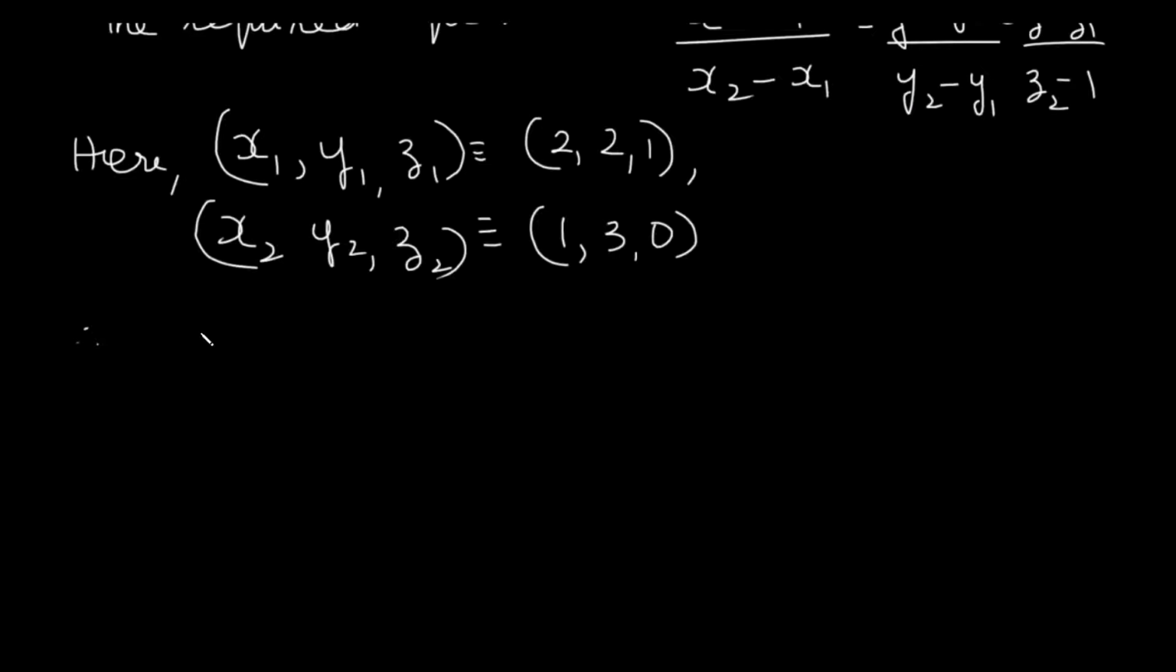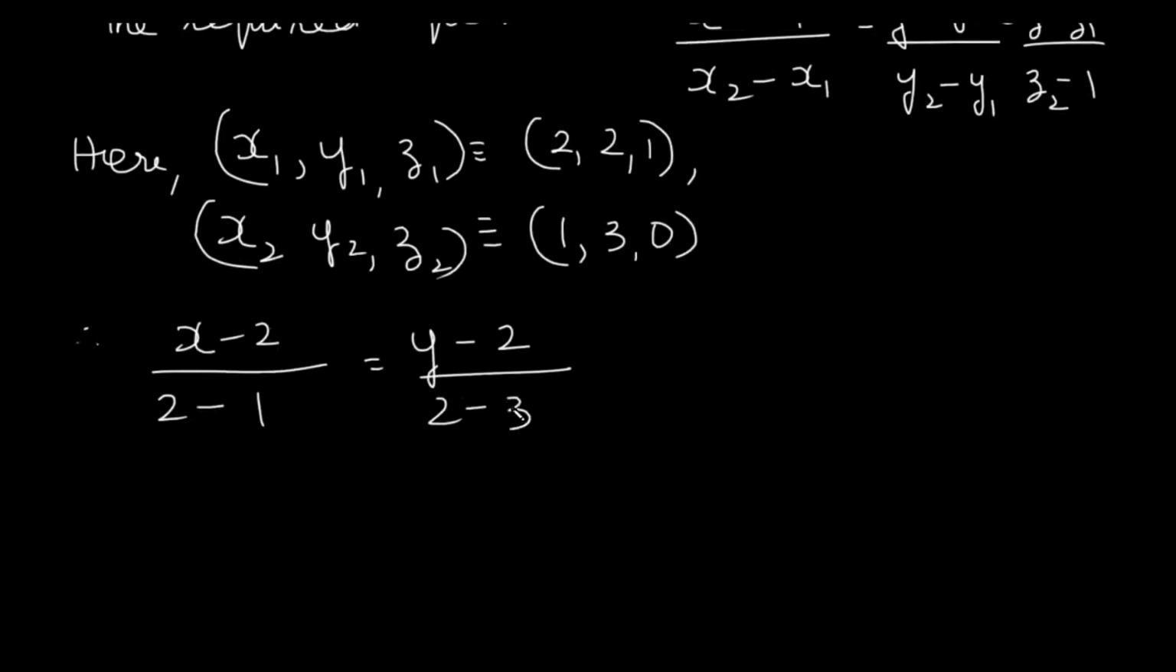Therefore we have x minus x1, so x minus 2 upon x2 minus x1, 2 minus 1, is equal to y minus 2 again upon 2 minus 3, is equal to z minus 1 upon 1 minus 0, which comes this way.